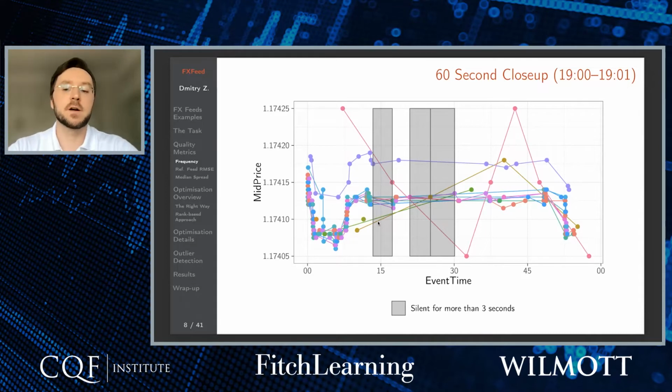And really, frequency is a very desirable property because people who consume currency feeds, if there's no data, then that creates some sort of uncertainty for them. And that makes them nervous, really. So we want our feed to tick frequently, but just frequent enough.